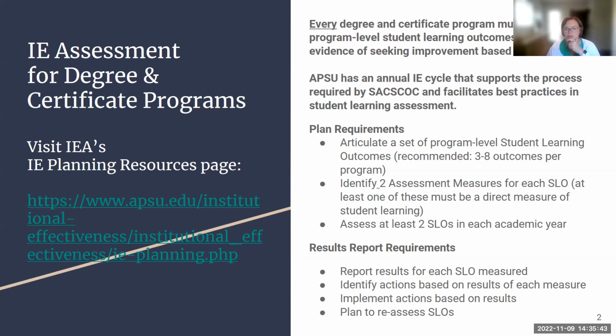The summary is you need a set of program level student learning outcomes, 2 assessment measures for each outcome, and we ask that you assess at least 2 SLOs in each academic year. And then for the results reporting, you have to have results. You need to reflect on those results, identify actions, and discuss when you plan to implement those.